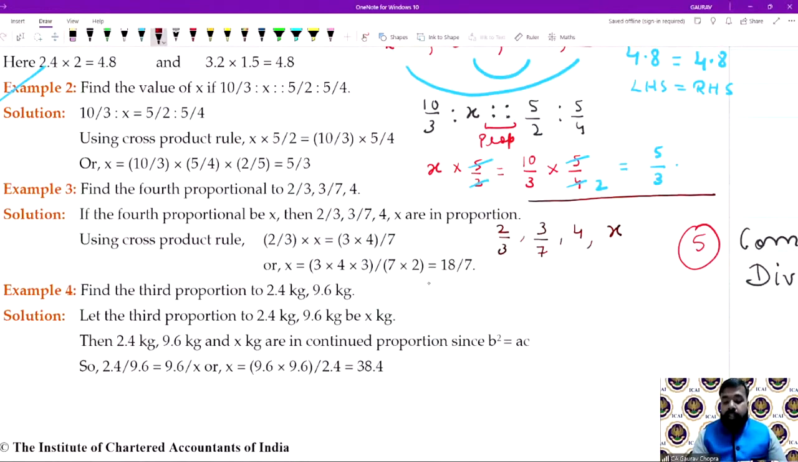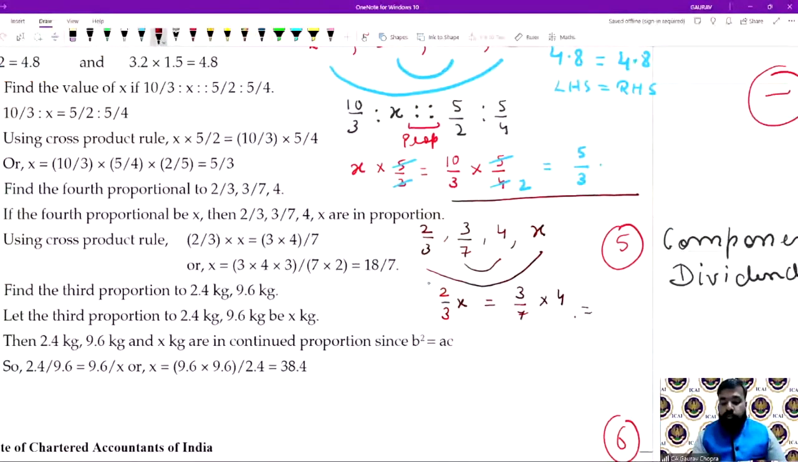Now, multiplying the middle terms and extreme terms, what we are getting? 2 by 3 X is equal to 3 by 7 into 4. So easily we can calculate the value of X. X equals 3/7 into 4 into 3/2. So this time what we are getting as the result is 18/7. So 18/7 becomes the final result.